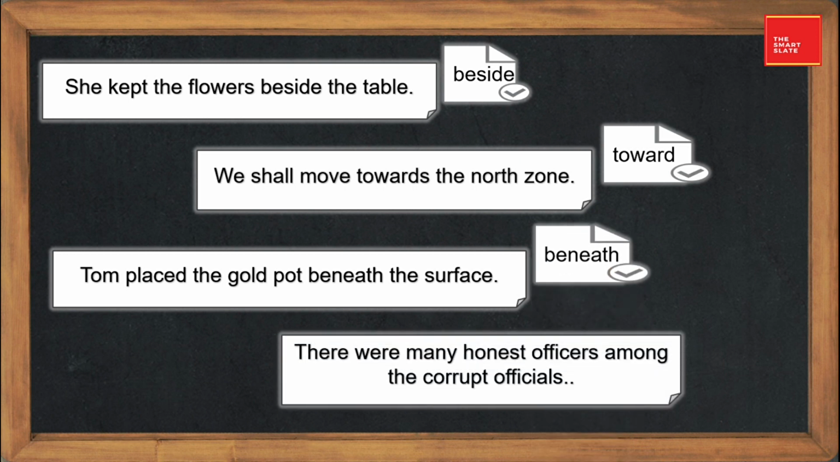There were many honest officers among the corrupt officials. So there were many honest officers among the corrupt officials. So it tries to show you the position of a few officers among a few others. So among becomes the preposition of spatial relationship. It is quite easy. You just have to be clear that it is used in case of an object, whereas in the case of preposition of place, it is completely based on the location.